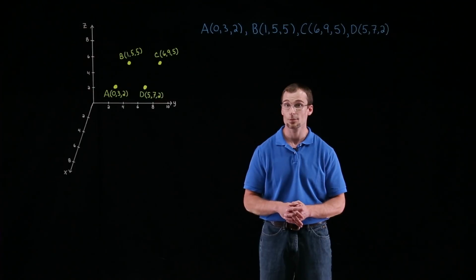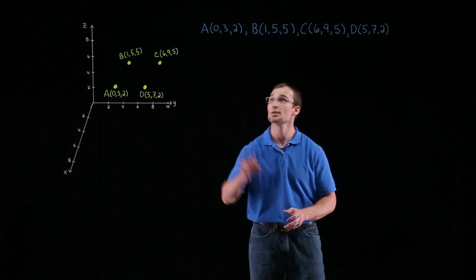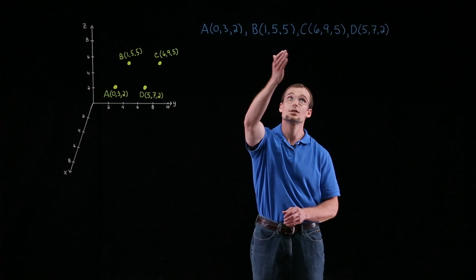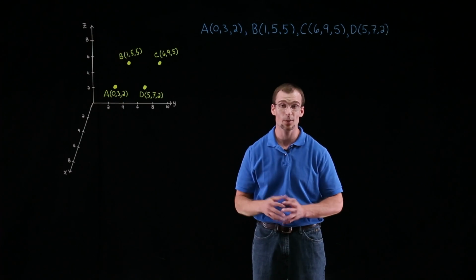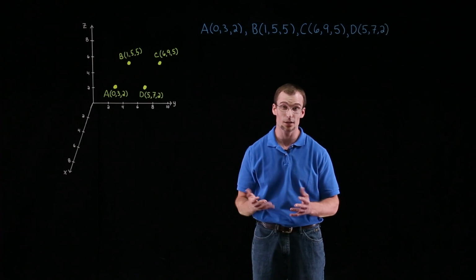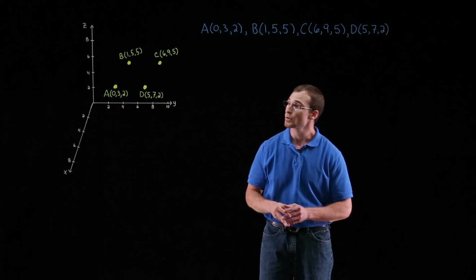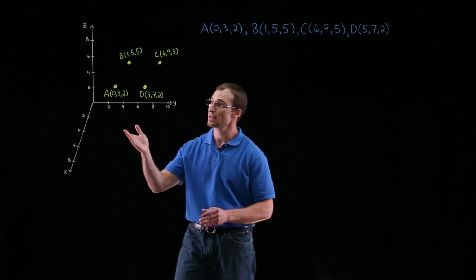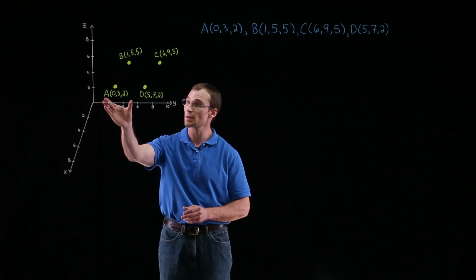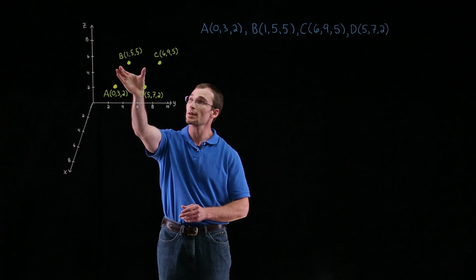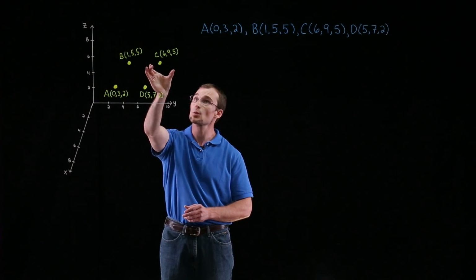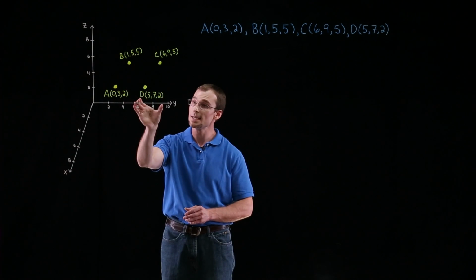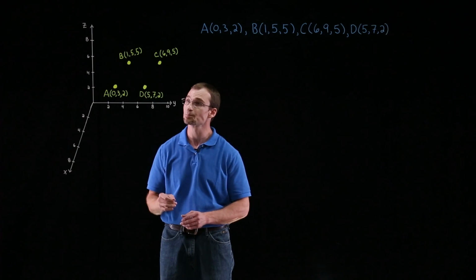Hello everybody, I'm Adam. In this problem, we're going to show that our points, given at A, B, C, and D, are the vertices of a parallelogram, and then we're going to find the area of that parallelogram. So we have our points A, B, C, and D plotted. So A with coordinates 0, 3, 2, B with coordinates 1, 5, 5, C with coordinates 6, 9, 5, and D with coordinates 5, 7, 2.